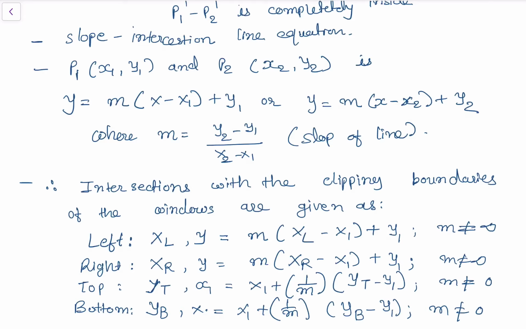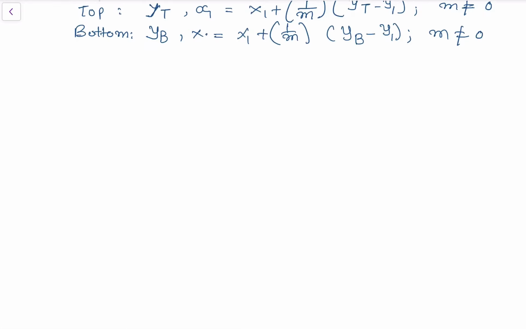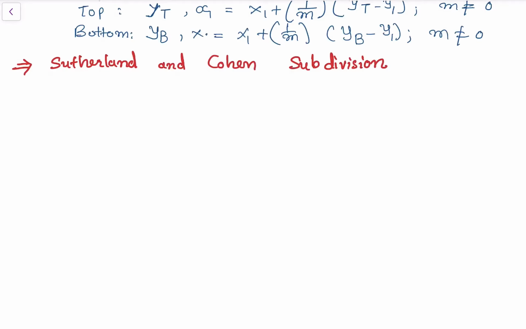We have to subdivide at these intersection points. That is why it is called the Sutherland Cohen subdivision line clipping algorithm. Now, what is the algorithm for the Sutherland and Cohen subdivision line clipping algorithm?